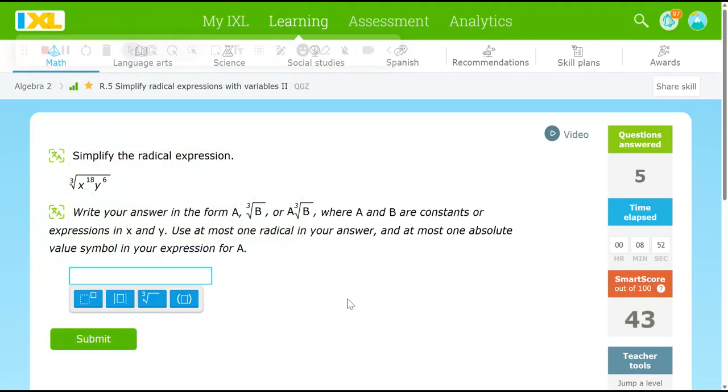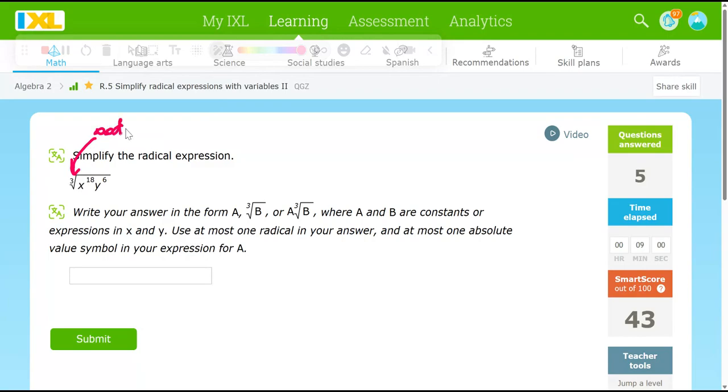Same thing over here. This is an odd power, so the answer doesn't need to be inside the absolute value sign. Now 18 is divisible by 3, and 6 is also divisible by 3. So perfect: x to the 18 divided by 3, and y to the 6 divided by 3. So I come out with x to the 6 and y to the 2. That's it. That is the answer.